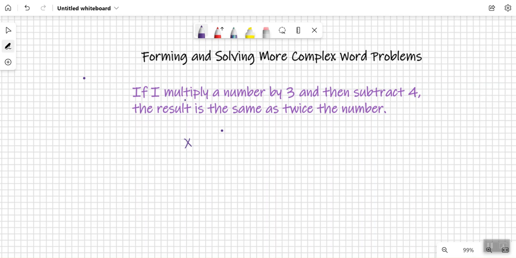So if I multiply this number by 3, what's that going to look like? It's going to be 3x. Remember, 3x means I take 3 and I'm multiplying it by the value of x. So if the number is x, then multiplying it by 3 would be 3x. And then subtract 4 from the number. So I multiply the number by 3 and then I subtract 4, so that's going to be minus 4.